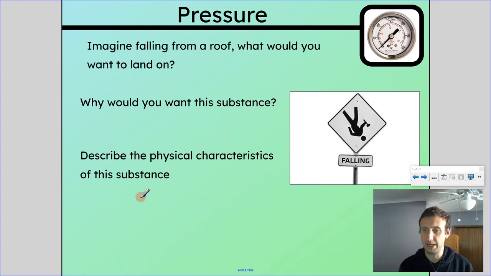So, I'm guessing that none of you said, oh, I'd like to land on spikes, right? Because that would be painful. Instead, maybe you chose something like, I'd like to land in a trampoline or in a pool or a big old mattress, lots of mattresses, or one of those foam pits.